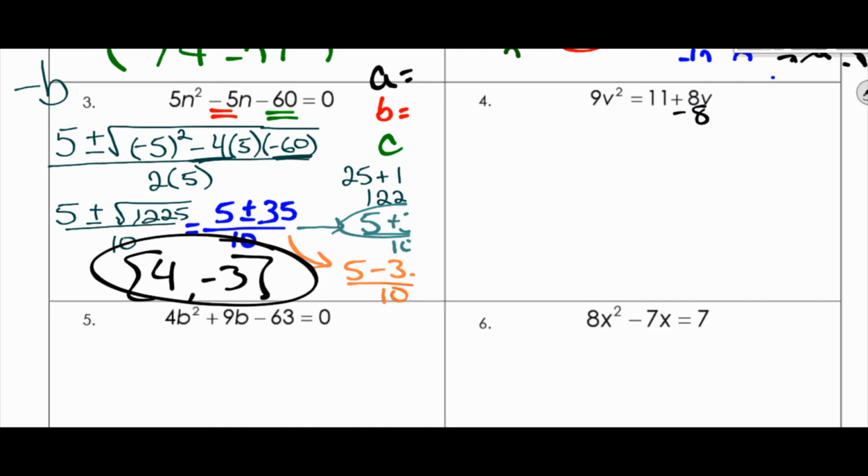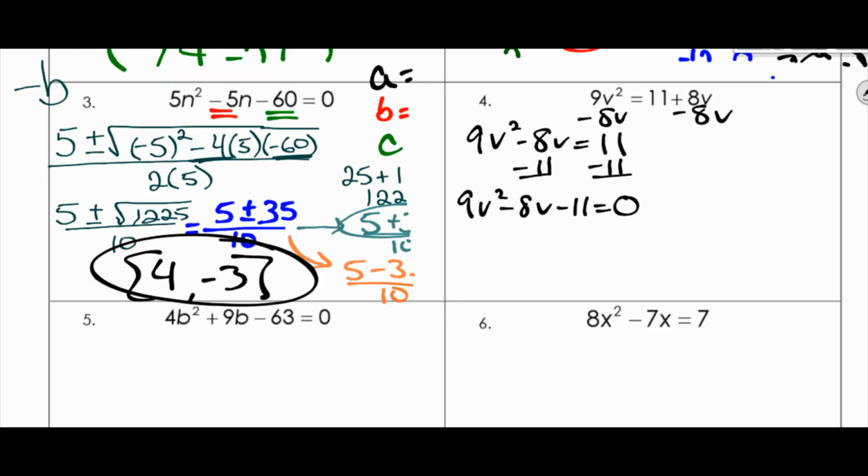I'm going to minus the 8b from both sides. That would give me 9b squared minus 8b equals 11. So that moved one thing over to the left side, and now I'm going to move the second thing over to the left side. Minus 11 on both sides. That gives me 9b squared minus 8b minus 11 equals 0, which is standard form, where a is 9, b is -8, and c is -11.